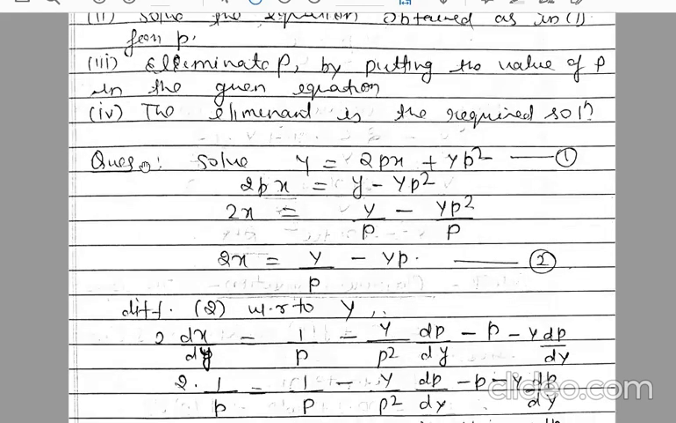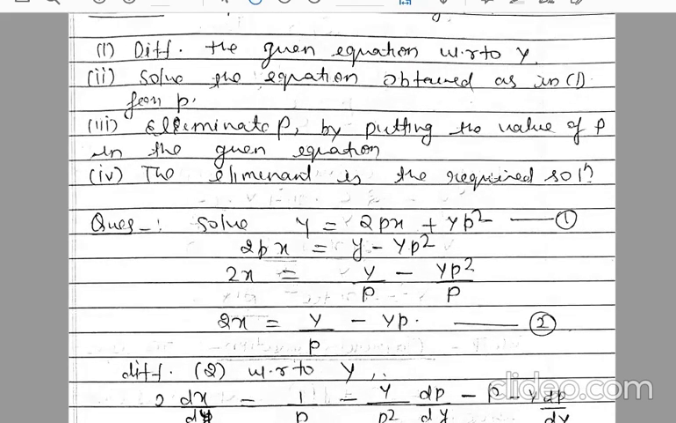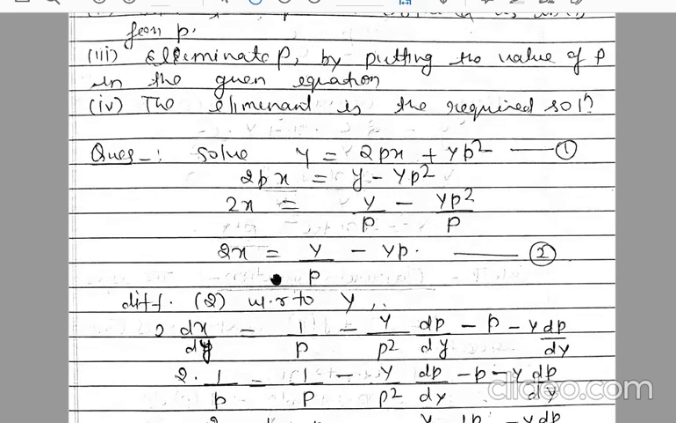Now, there is an example here. Solve y is equal to 2px plus 5p square. So first we have to differentiate this equation with respect to y, right? Just solve this in 2 or 3 steps. 2px is equal to y minus yp square. 2x is equal to, we are dividing by p, y upon p minus yp square upon p. So 2x is equal to y upon p minus y into p. This is your second equation.